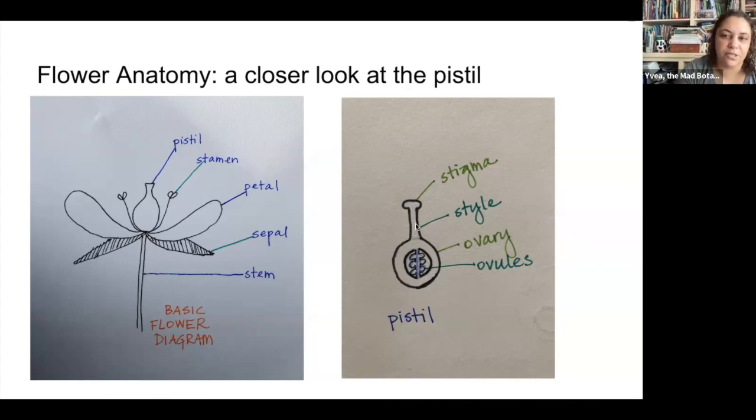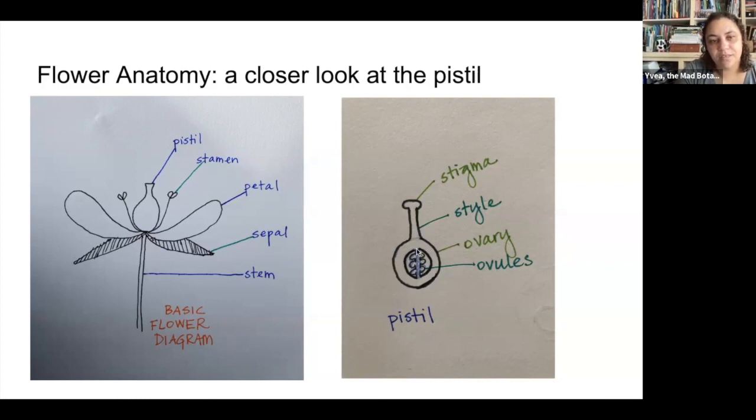Then the neck of the vase is called the style. And that's significant because sometimes you might see more than one style sticking out of a flower, and that means that there's either more than one pistil or else that the pistils have been combined. But it's the sign that there's more than one pistil. So it's good to notice if there's more than one style sticking out.